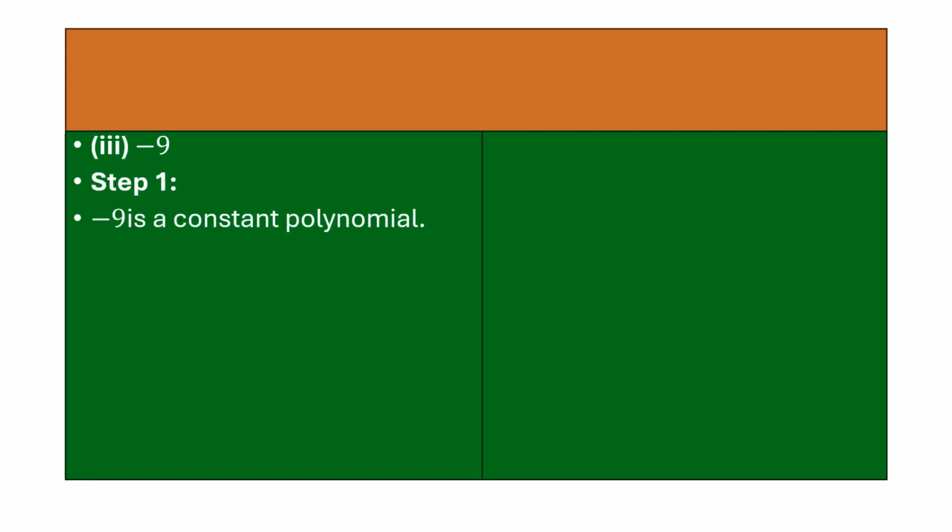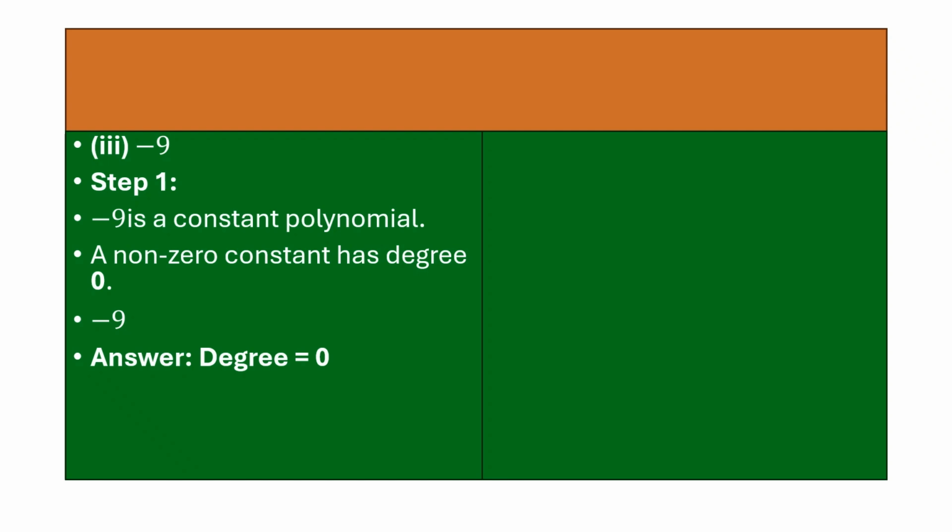Minus 9. So minus 9 is a constant polynomial. A non-zero constant has degree 0. So what will be the answer? The degree will be 0. Please keep this in mind.